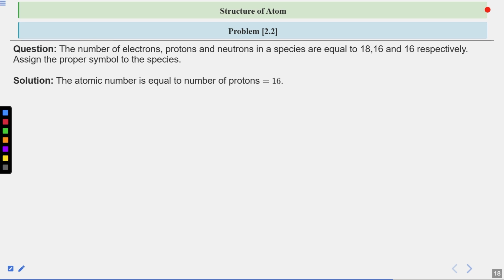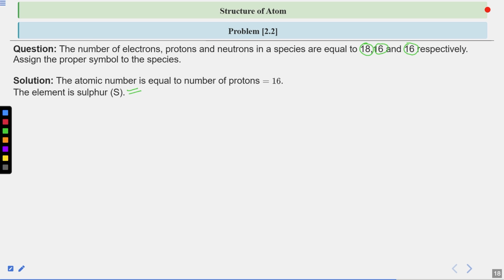Now, what will be the atomic number of the given atom? It will be simply equal to the number of protons. So that is given as 16. Now, if it is 16, that means your element is sulfur. Yes, the electron and proton counts are not the same here, so it will be 16 and 16. So this is the number of neutrons, I guess.